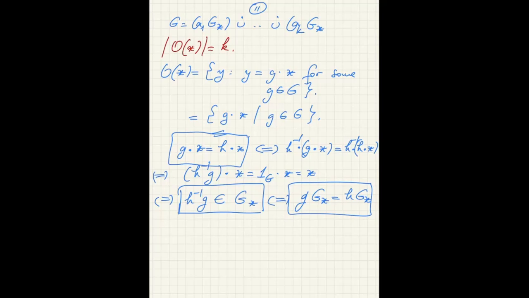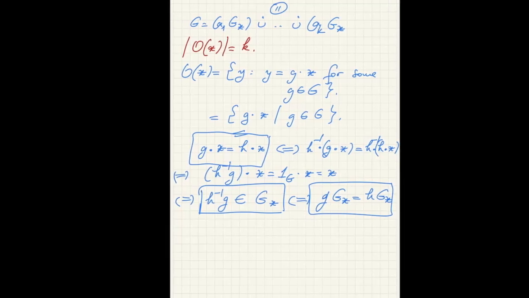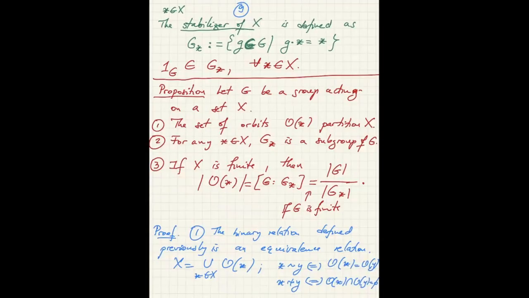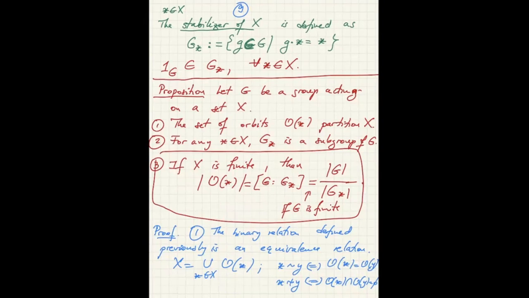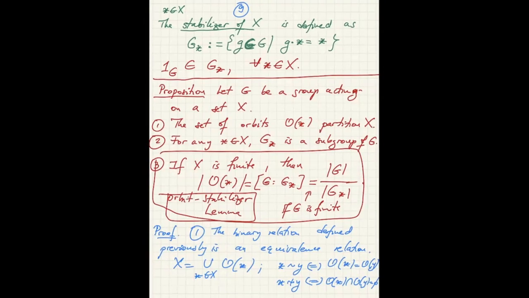All right, so I'll stop here and we'll do examples using this result and a few other results next time. I'll just stop to say that this result here is called the orbit stabilizer lemma. It's easy to remember why it's called that: it relates the cardinality of an orbit to the cardinality of a stabilizer.